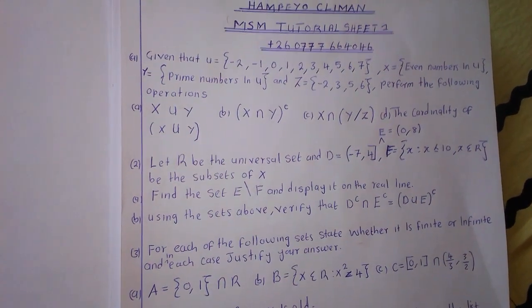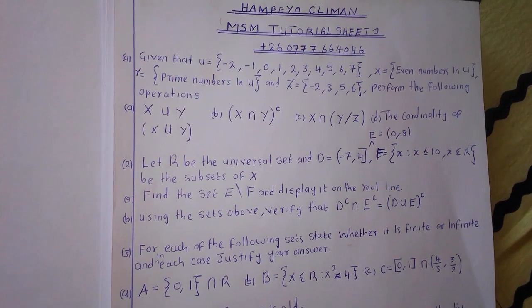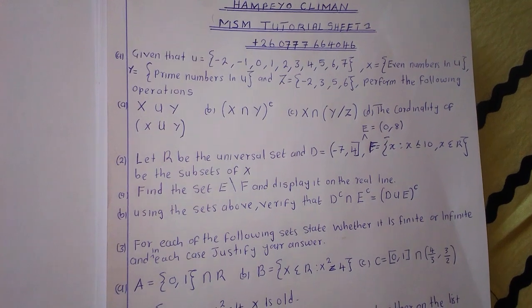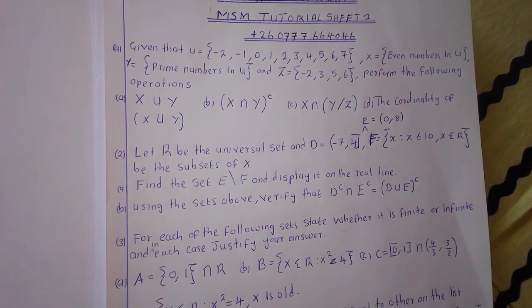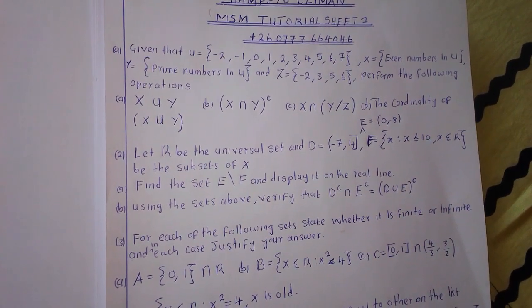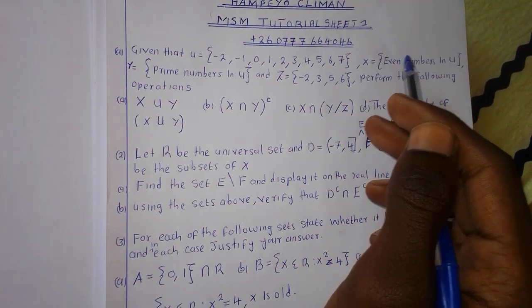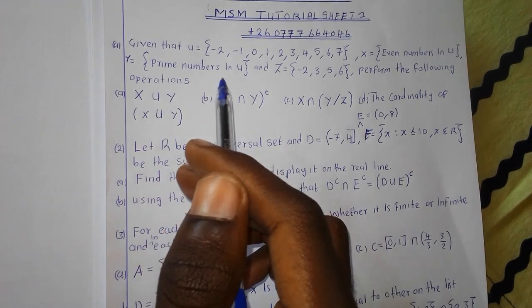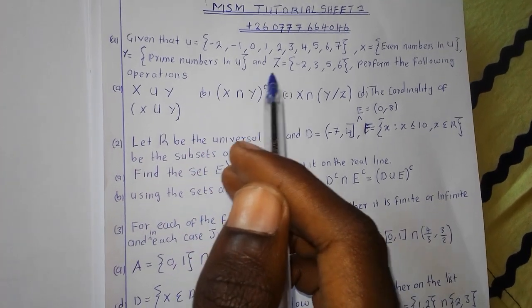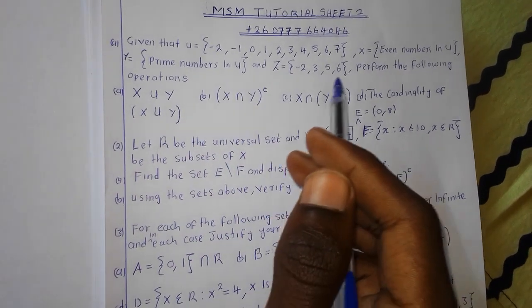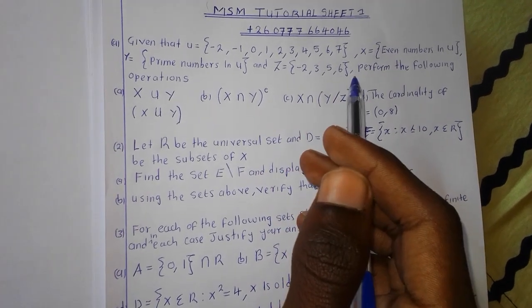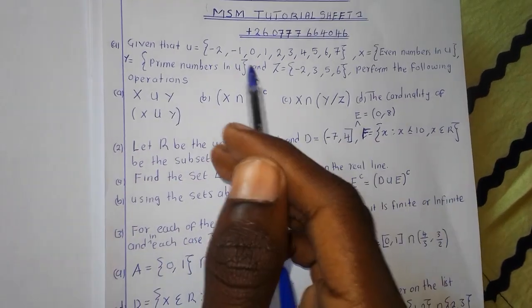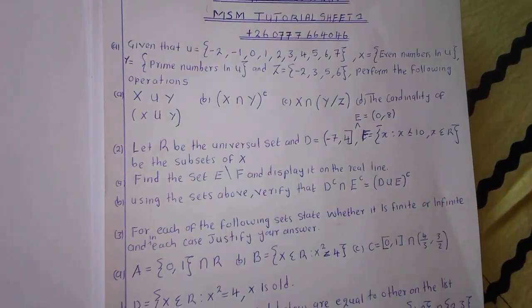Okay, so we have the first question. The first question is simply saying, given that U is that set, the universal set, then X is this set which is made up of even numbers in U. Y is simply a set of prime numbers in U, and Z is this set that we have been given. Then we have been told to perform the following operations on this particular question.